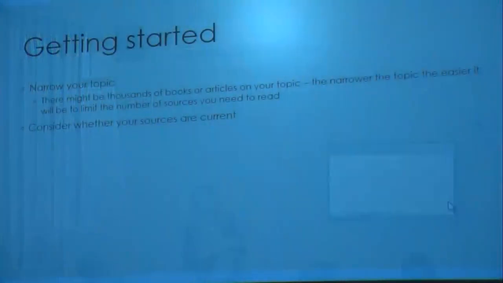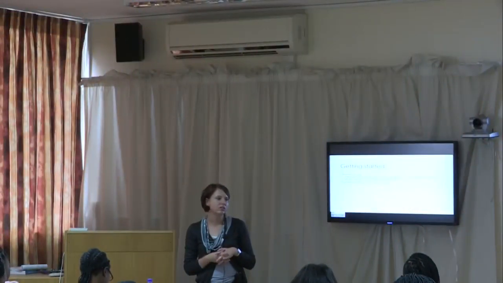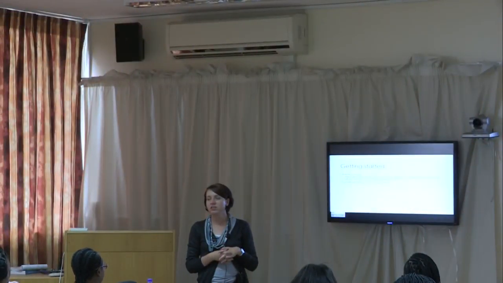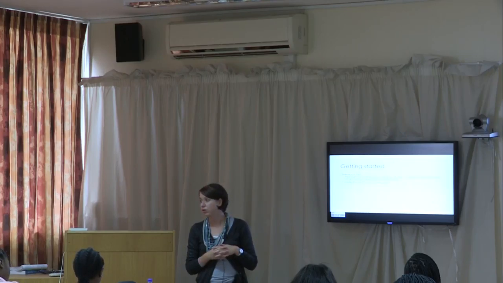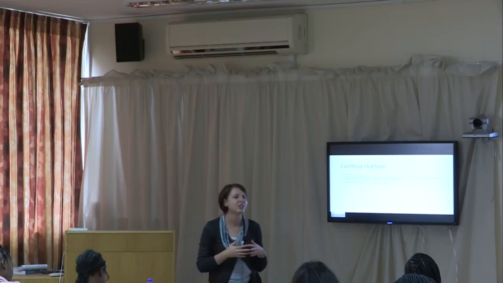We've talked about the narrowing of the topic. You will always start broad. There are thousands of books or articles on your topic. The narrower the topic, the easier it will be to limit the number of sources you need to read. So you need to determine what it is that you are actually looking for. If you just type in marketing, you're going to get millions of articles and books, and that's going to be very difficult to work through. Remember, you need to work through your sources. So try to narrow down how you search as well, by using specific keywords to help you get the specific information that you need.